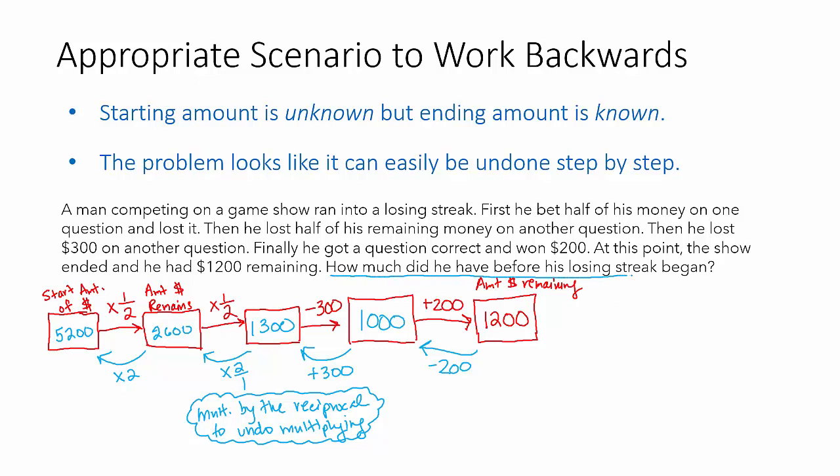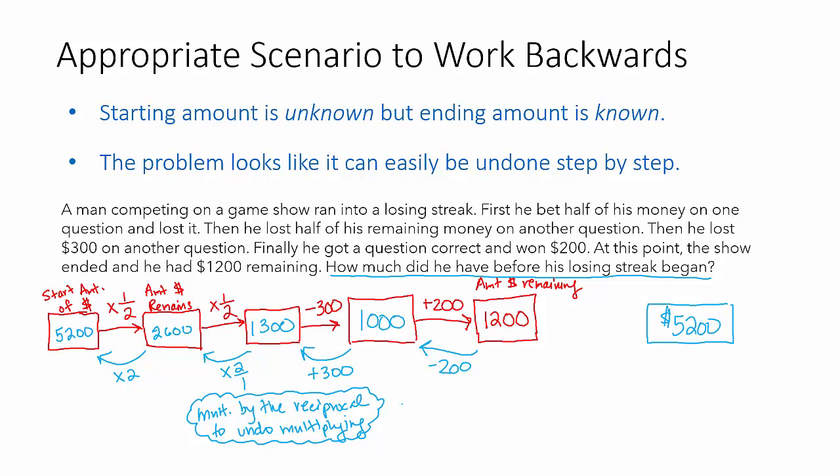Should have underlined this question. Skip my first step. But really, we used that to label, so we kind of did the right thing here. But to answer this question, we would say $5,200 is how much the man had before this started.